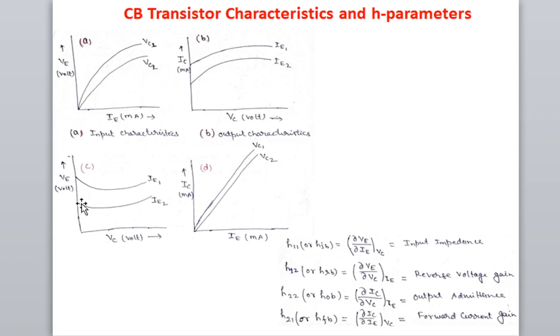This is called the transfer voltage characteristics, and this one, with current, is known as the transfer current characteristics. You might have learned: VE and VC is the transfer voltage characteristics, IC and IE is the transfer current characteristics. And how can one identify whether these four characteristic curves are of a common base, common emitter, or common collector transistor?